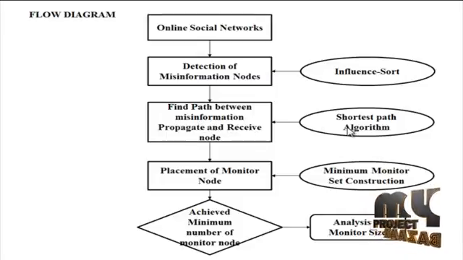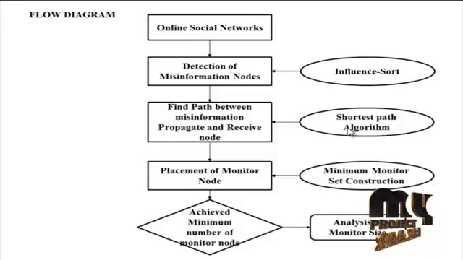Using the shortest path algorithm. Here, Dijkstra's algorithm is an algorithm for finding shortest paths between nodes in a graph. The algorithm exists in many variants. Dijkstra's original variant found the shortest path between two nodes, but a more common variant fixes a single node as a source node and finds shortest paths from the source to all other nodes in a graph, producing a shortest path tree. Finally, the monitor node placement will be performed using the minimum monitor set construction algorithm.